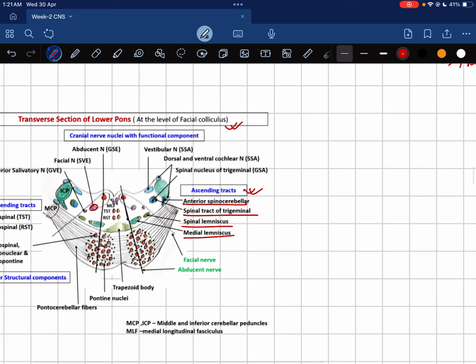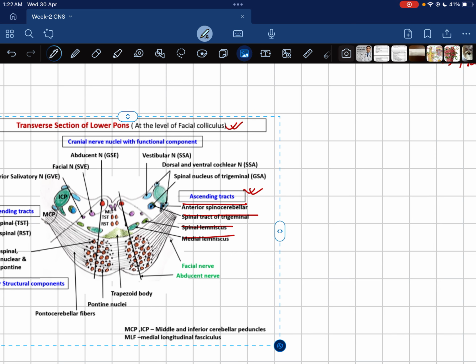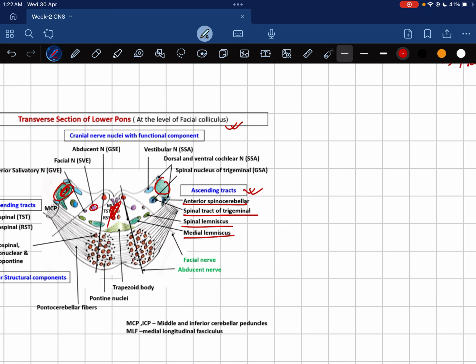There is also the medial longitudinal fasciculus. This is the medial longitudinal fasciculus, and the middle and inferior cerebellar peduncles. These are peduncles. This is the inferior cerebellar peduncle. This is the middle cerebellar peduncle. It is from the medulla, and it is from the pons.